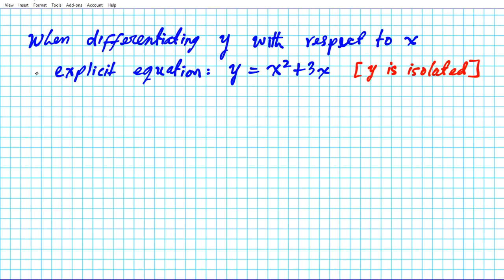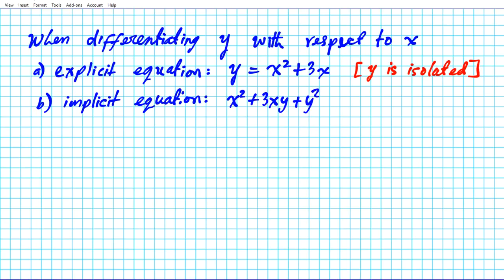Now, that's case A. Case B, an implicit equation, which is why we are studying implicit differentiation. An implicit equation, when you're differentiating y with respect to x, looks something like x squared plus 3xy plus y squared equals 5. Now, what makes this equation implicit? It's implicit because y is not isolated. Okay?